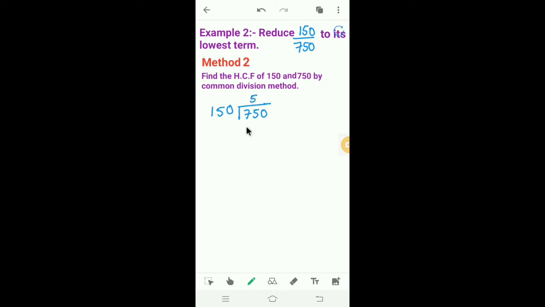150 into 750. 0 minus 0 is 0, 5 minus 5 is 0, 7 minus 7 is 0. So, HCF of 150 and 750 is 150. Therefore, HCF of 150 and 750 is 150.